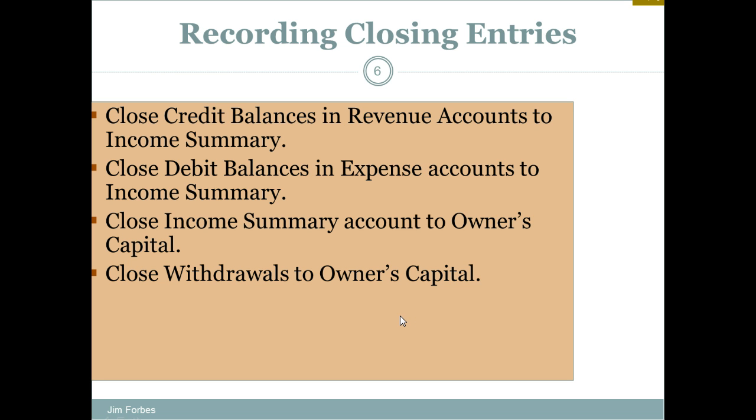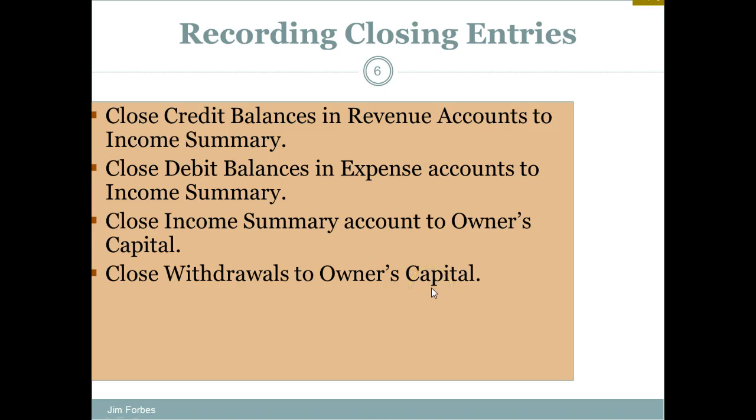Recording closing entries. You need to close the credit balances in the revenue accounts, and you create an income summary account. And this income summary account is not going to be long living. It might be just for a minute or two. You close out your revenue accounts to the income summary, and you close out all your expense accounts to the income summary, and then you take the remaining balance of that and close it to the owner's capital account. And then you close the withdrawals for that period to the owner's equity account.